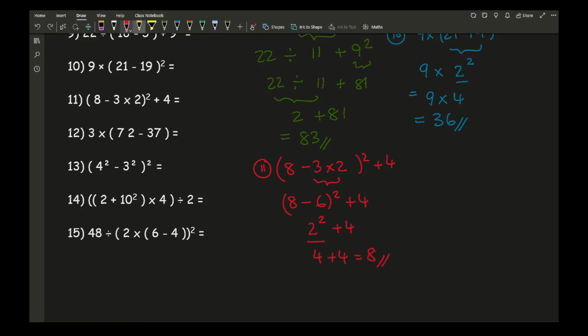And then moving on to question 12. So here I've got 3 times 72 take away 37. So if I do the bracket first, I get 35. So I've got 3 times 35, which gives me 70, 105 as my final answer.